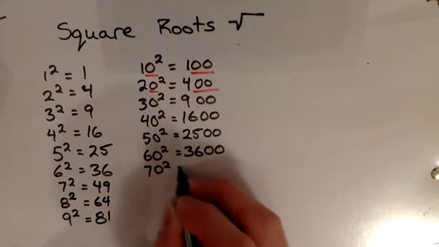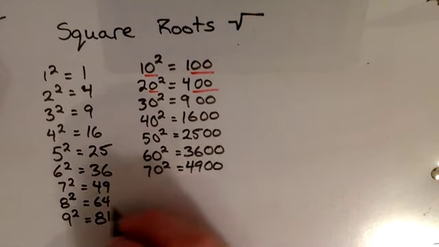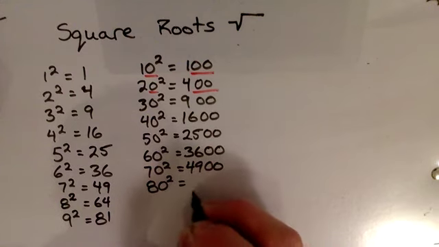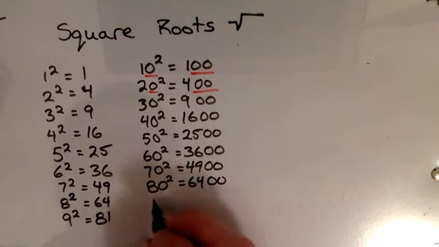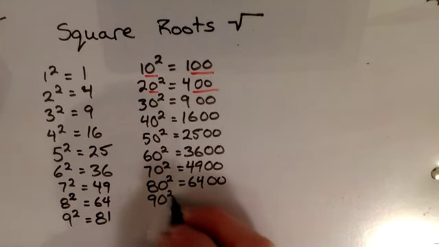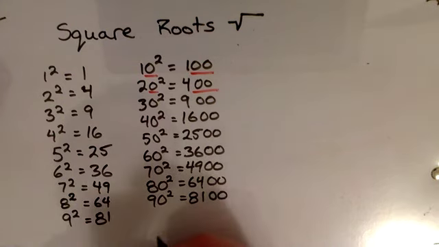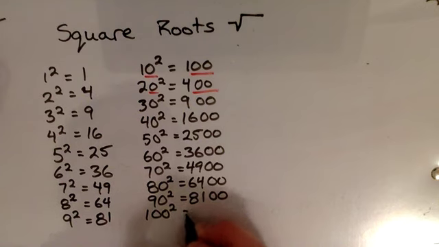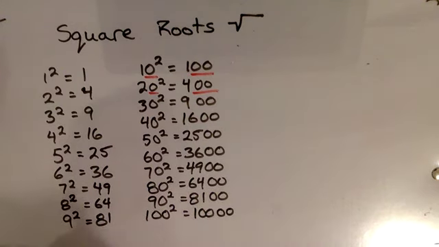70 squared is 49 with 2 zeros. 80 squared is 64 and 2 zeros. 90 squared is 81 plus 2 zeros. And then finally, 100 squared is 10 squared, so that's 100 plus 2 zeros. So it's actually 10,000.